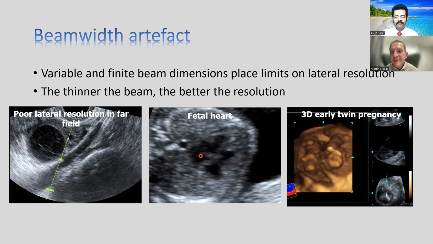A nice example actually is the 3D ultrasound on the right hand side, where we have two little embryos. They look like jelly babies. I mean, they're not jelly babies. These are well-formed embryos, perhaps something like 10, 11 weeks. But the ultrasound lacks sufficient resolution to represent the bodies correctly. And that's due to beam dimension problems. That's a great example.